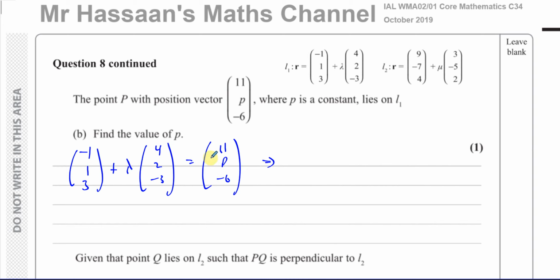We know this point lies on the line; we don't have to prove it. So all we've got to do, for example, is take this first equation. We say -1 + 4 times lambda equals 11. So we've got to find what lambda is.